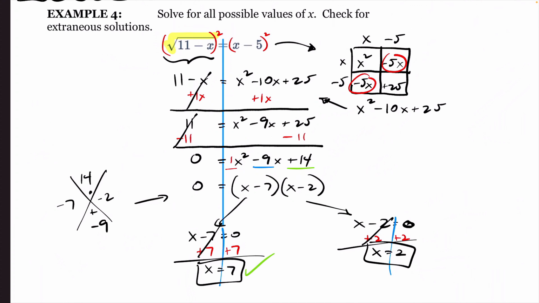Positive 2 is not going to work, and I'm going to show you why. If I do the same thing, plug in 2, 11 minus 2, 9. Square root of 9? 3. Plug it into the other side. Do I get 3? 2 minus 5? I get negative 3. Positive 3 and negative 3 are not the same number.